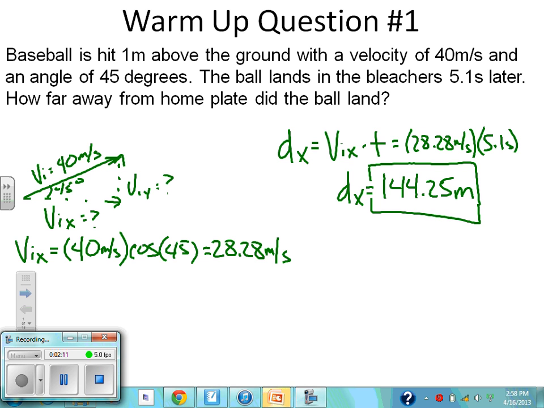So that was a good old throwback projectile problem from earlier in the year. Hopefully that went okay with you. And you will go ahead and move on from there.